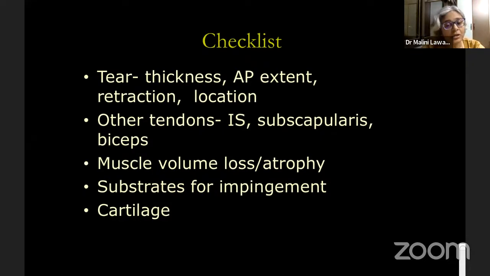We cannot diagnose impingement on MRI, but yes, we can look for the substrates for impingement like acromial spur, type 3 undersurface of acromion, acromioclavicular osteoarthrosis. We can look for lateral downsloping acromion. So all of these potentially can cause impingement. But impingement can be diagnosed only on clinical examination and on dynamic ultrasound. And lastly, look at the cartilage. Because if there is osteoarthrosis, rotator cuff arthropathy, then it's kind of an end-stage disease.